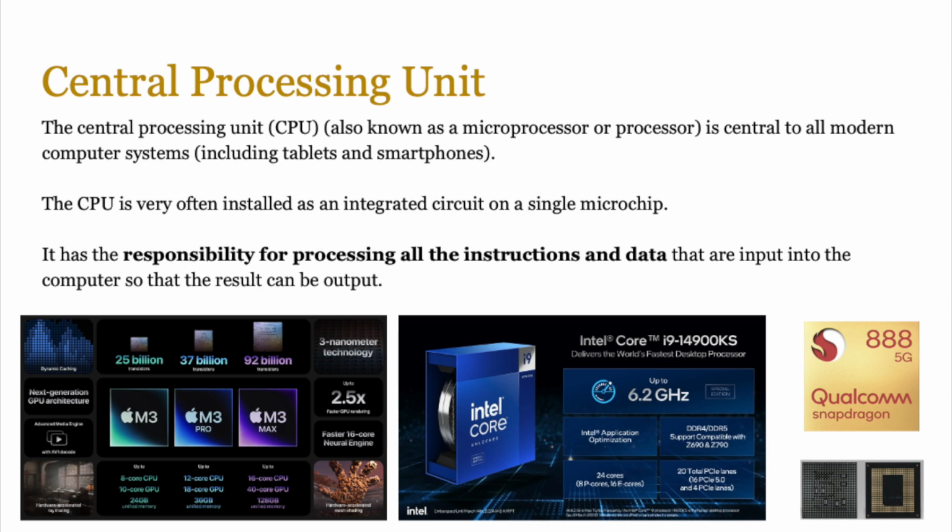Now, no matter what type of processor it is, it has the responsibility for processing all the instructions and data that are input into the computer, so a result can be output. That's its main role. So it's going to take whatever data you throw at it via an input device or from a storage device, and it's going to do some calculations, do some processing, and produce some output, and that output is what's displayed for the user. So make sure you know the definition and its responsibility. The parts in bold are critical.